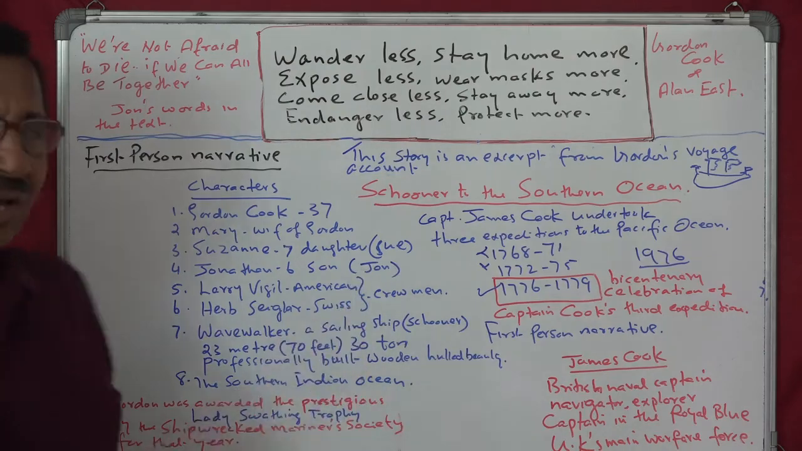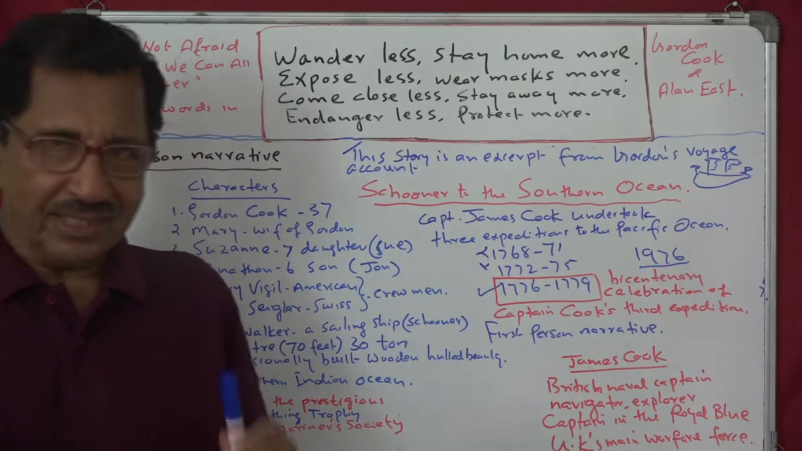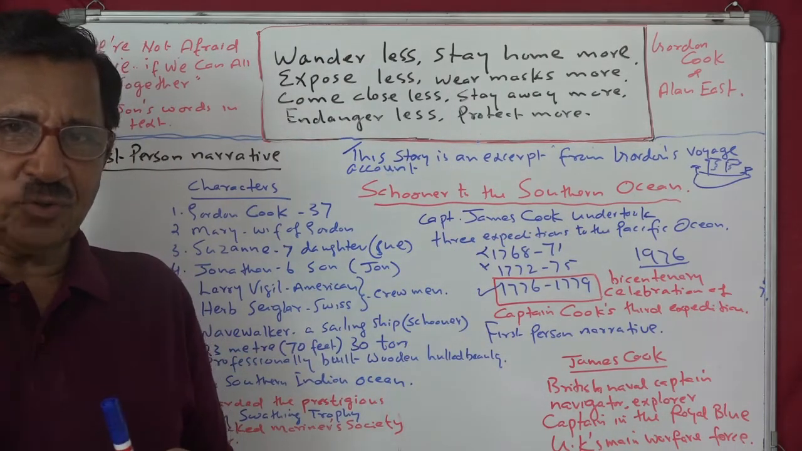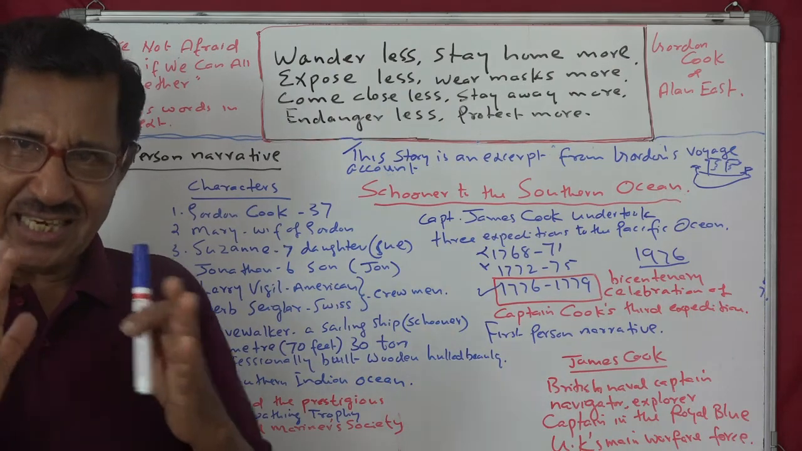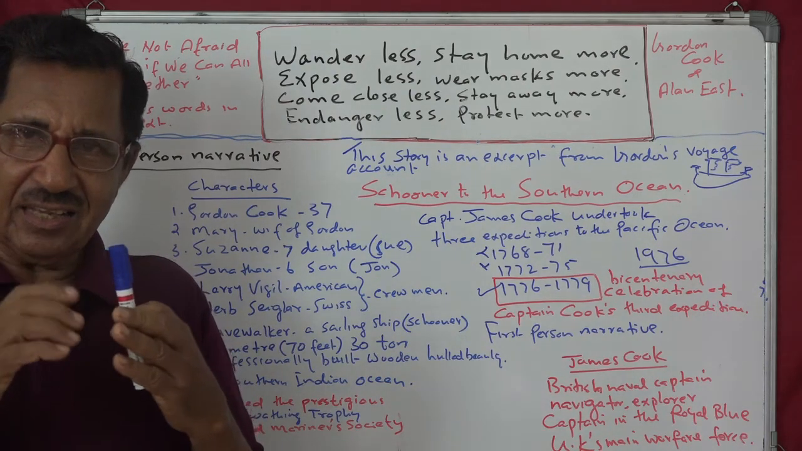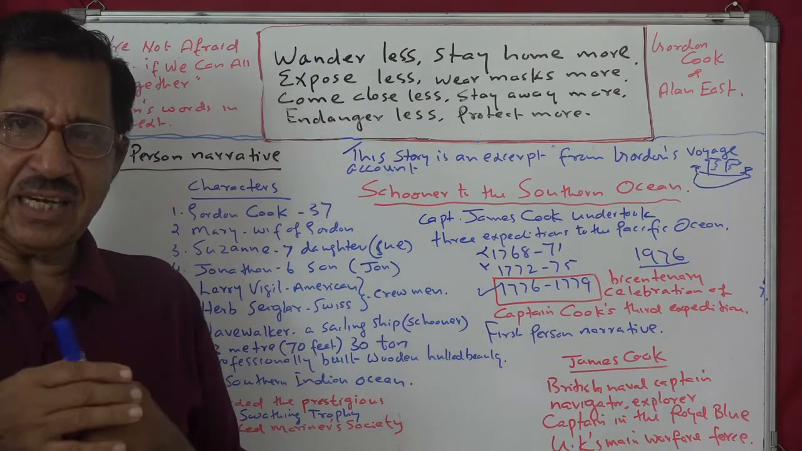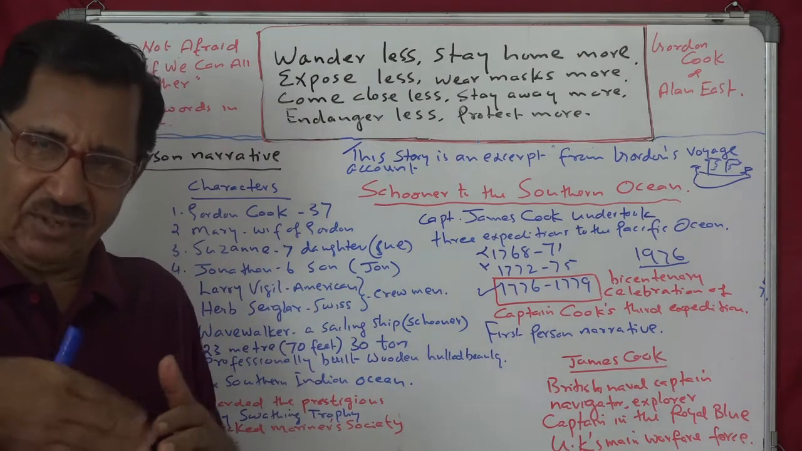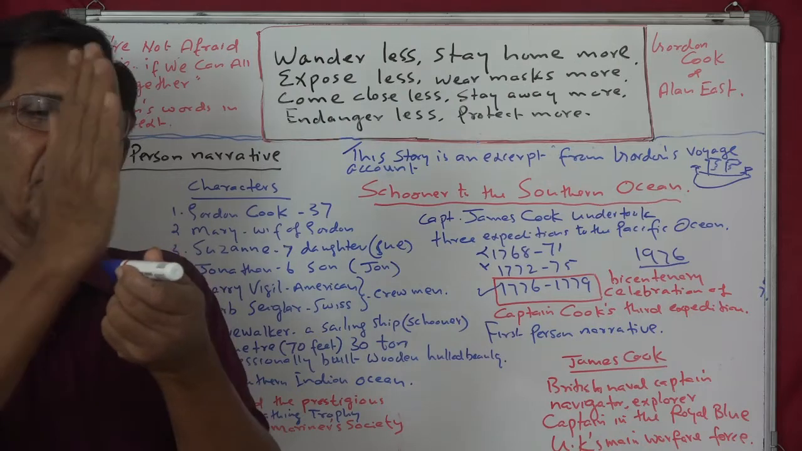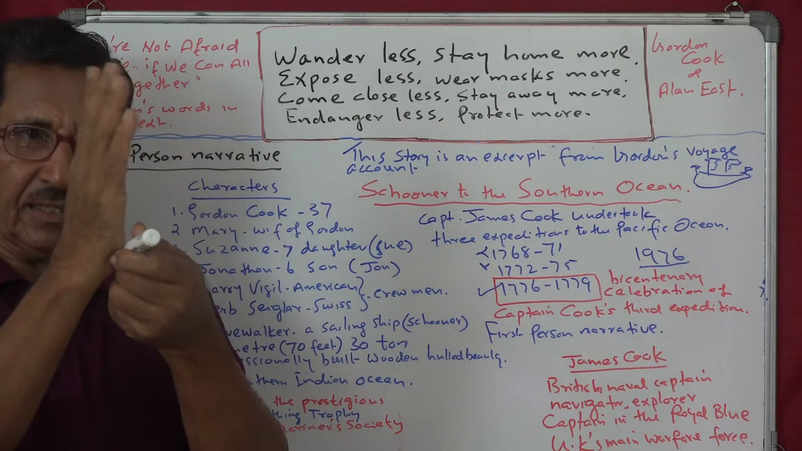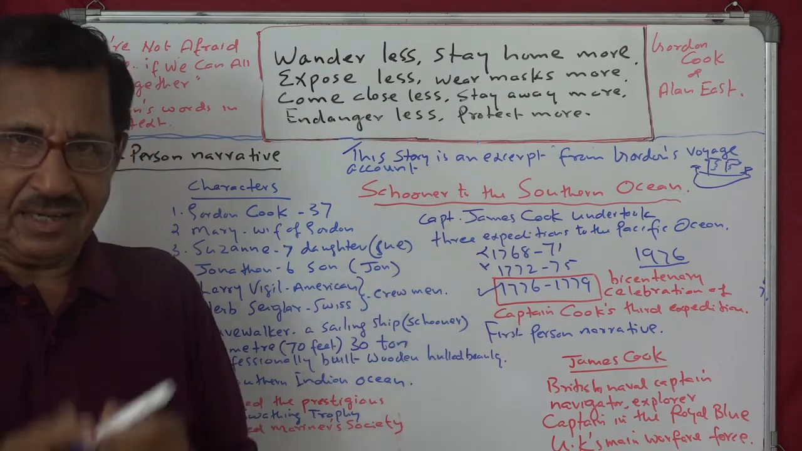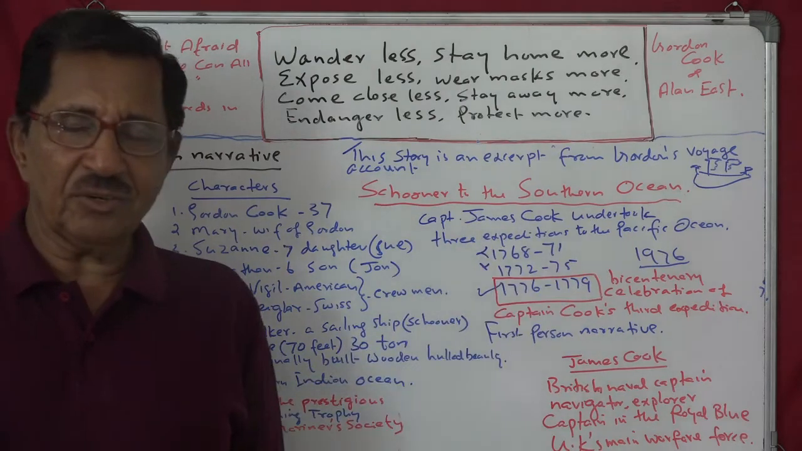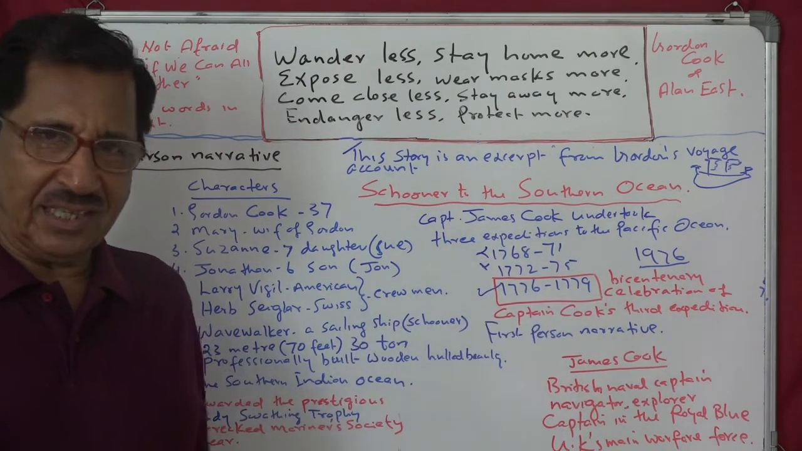Now I hope you understand the position. This passage is from Schooner to the Southern Ocean. Schooner means a sailing ship with 2 or more masts, and the sails are arranged parallel to the length of the ship. There are certain sails arranged across the breadth, but this is along the length. They will be standing like this and vibrating. You got the point? So Schooner to the Southern Ocean is the book, and this is the passage taken from that.